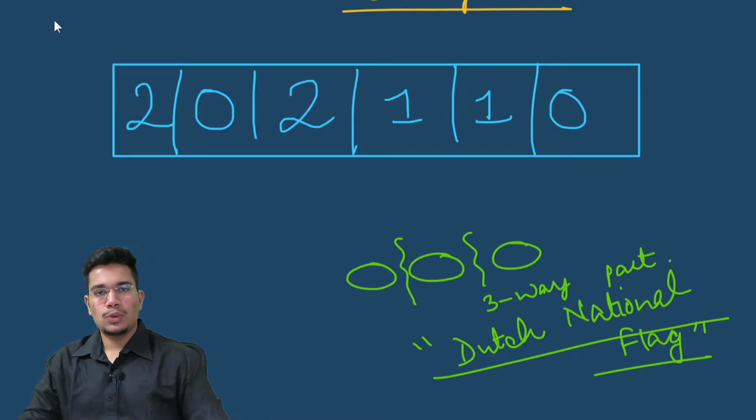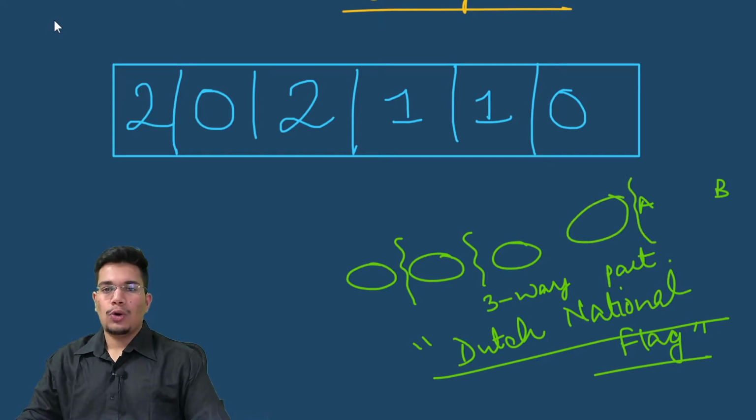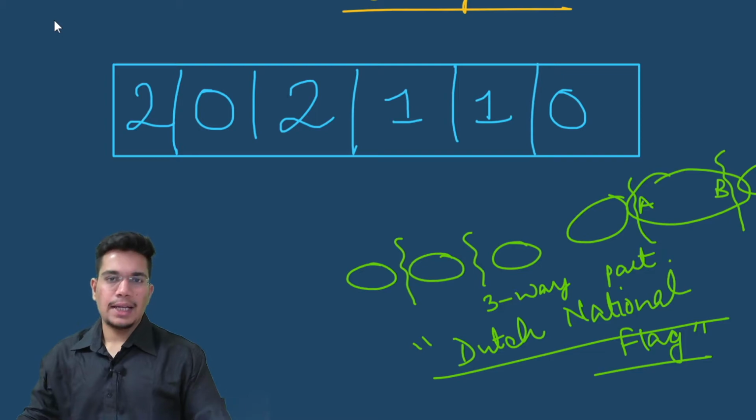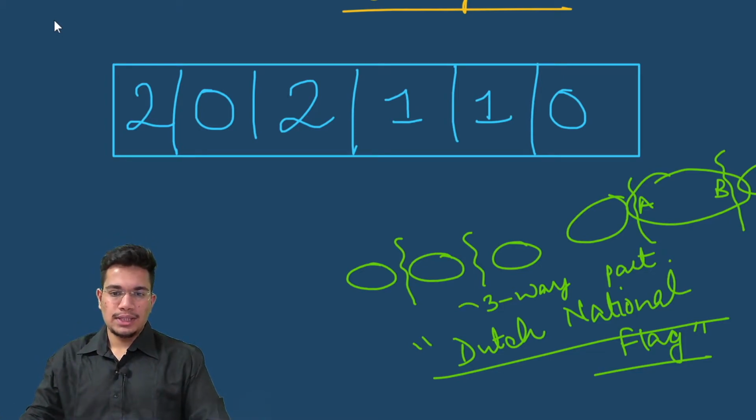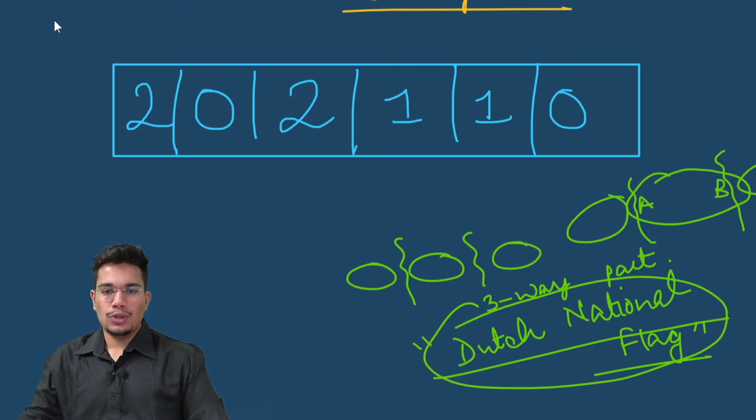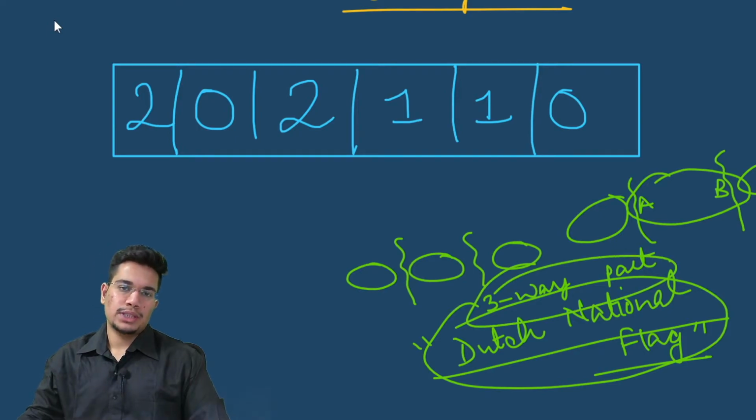For example, you're given two numbers, let's say A and B, and you have to sort values such that all elements less than A lie in the first part, all elements between A and B lie in the second part, and all elements more than B lie in the third part. For any such questions in which you are required to split the array into three different sections, this Dutch national flag algorithm, also known as the three-way partitioning algorithm, is going to come into the picture. So let me explain the algorithm.